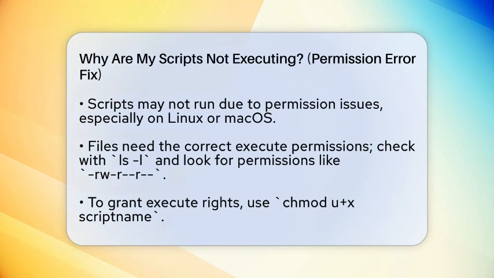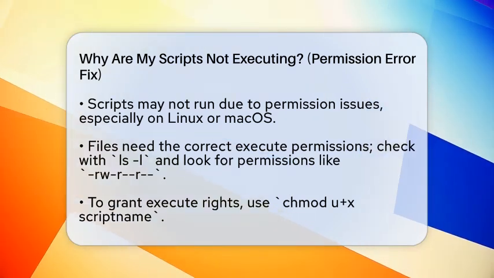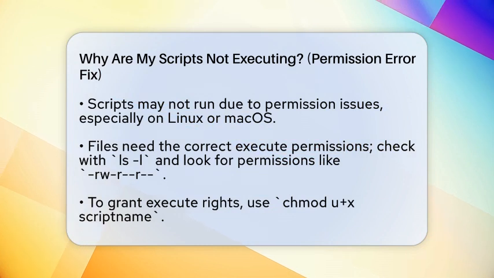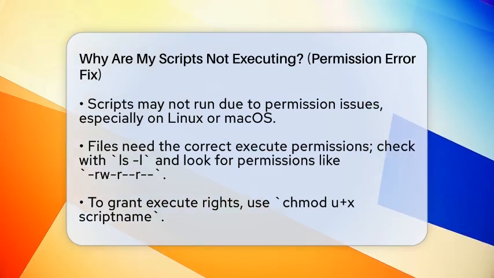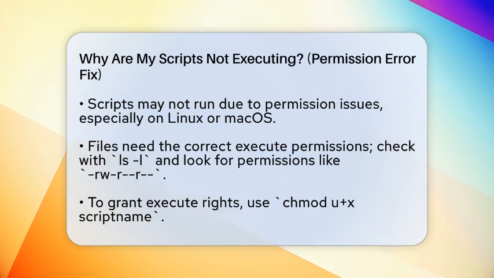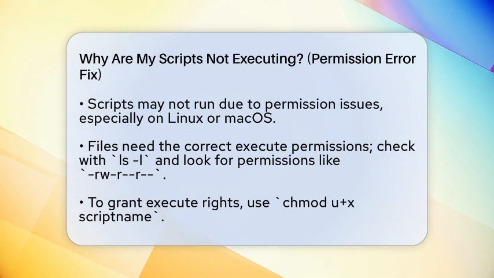Permission errors are a common reason scripts don't run. They happen when the operating system blocks your script because it doesn't have the right permissions. This is especially true in environments like Linux or macOS, where permissions are tightly controlled. Every file and folder has settings that decide who can read, write, or execute them. If your script isn't marked as executable, the system won't run it.